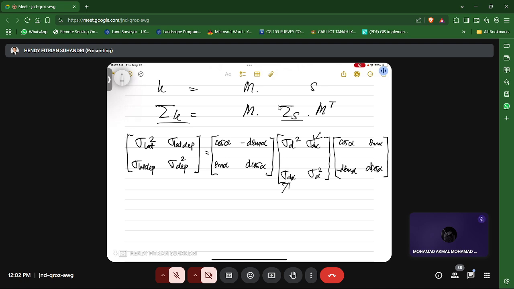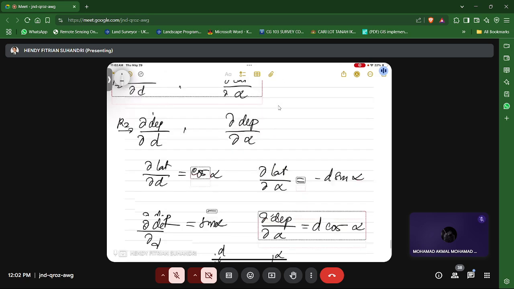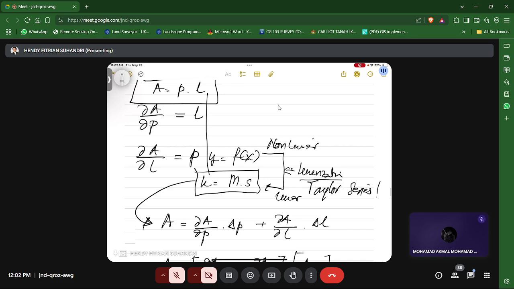Setakat ni faham tak apa yang saya sampaikan? Setakat ni faham tak pasal variance law of error propagation? So far so good. Kena faham sebab akan masuk dalam test, akan masuk dalam final exam. Selalu ada soalan macam ni. So, kena faham. Saya turunkan persamaan ni dari minggu lepas supaya you faham.